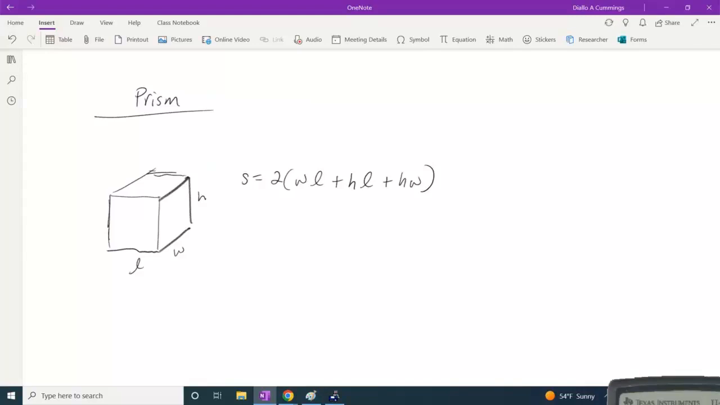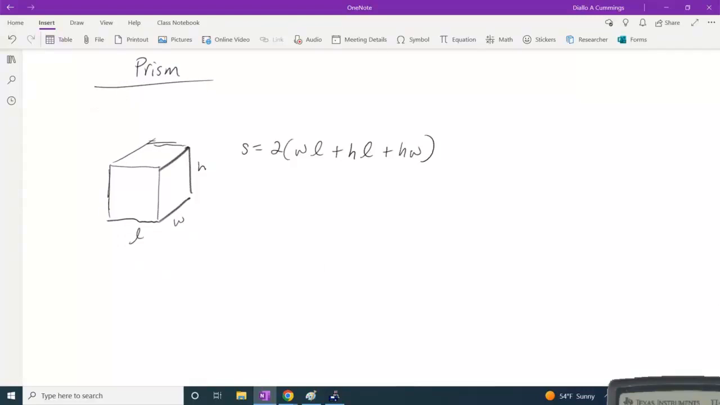In the next section, we talk about volume, and volume is the amount of water something can hold. Okay, so surface area is the area around the object, but volume is how much water an object can hold, and volume is measured in cubic units.